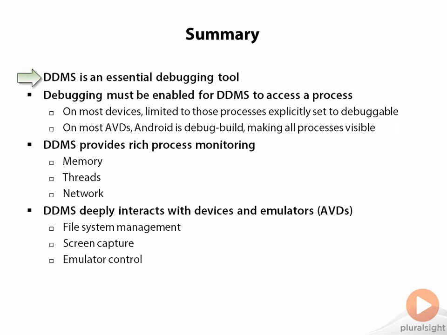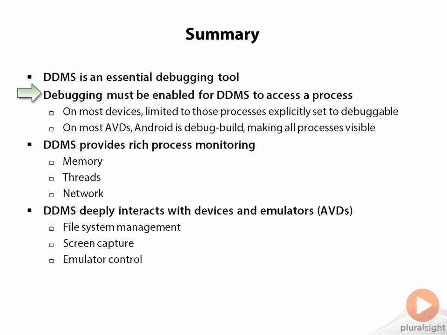The main takeaway in this module is that DDMS is an essential debugging tool. After your editor and your source code level debugger, DDMS is the next most important thing you can know how to use when doing Android development. For DDMS to be able to access a process, debugging must be enabled.